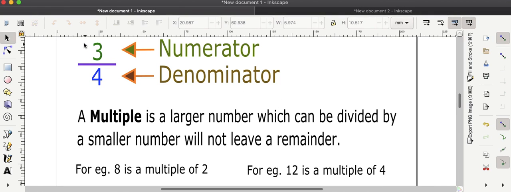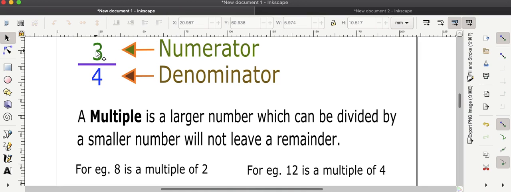A fraction is a number which has two numbers divided by a division sign. So as you can see over here, it's 3 divided by 4. Basically, it means we have 3 apples and we are distributing equally to 4 people, or 3 chocolates giving to 4 children. So obviously, each person will not get one each, it will be less than 1.